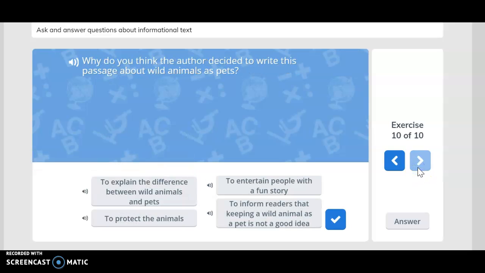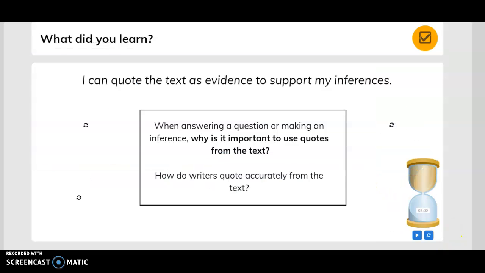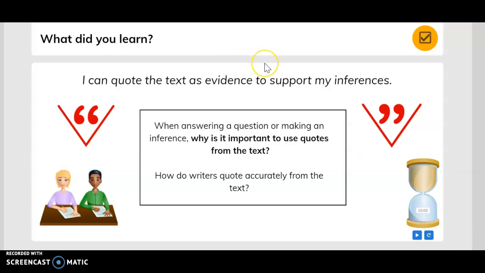Why do you think the author decided to write this passage about wild animals as pets? You said to inform readers that keeping a wild animal as a pet is not a good idea. You are correct. What did you learn? I can quote the text as evidence to support my inferences. When answering a question or making an inference, why is it important to use quotes from the text? How do writers quote accurately from the text?